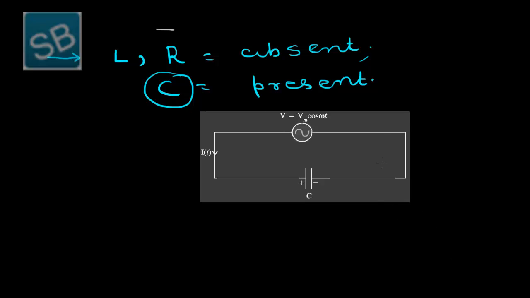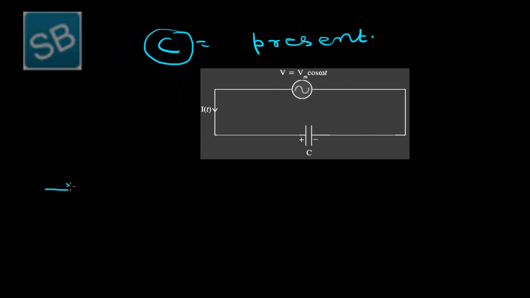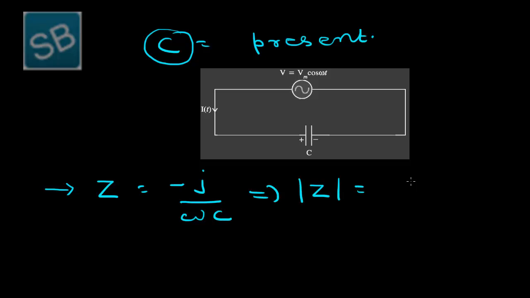Now let's see how the circuit looks. So here is the AC circuit with only a capacitor, and if you want to find out the impedance, that is Z, then Z will be minus j over omega C, which implies the magnitude of Z is given by 1 over omega C, that is XC.